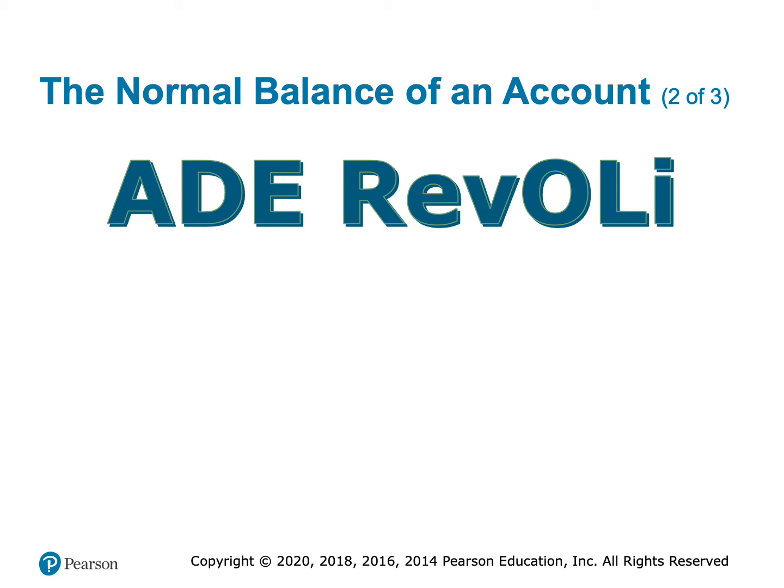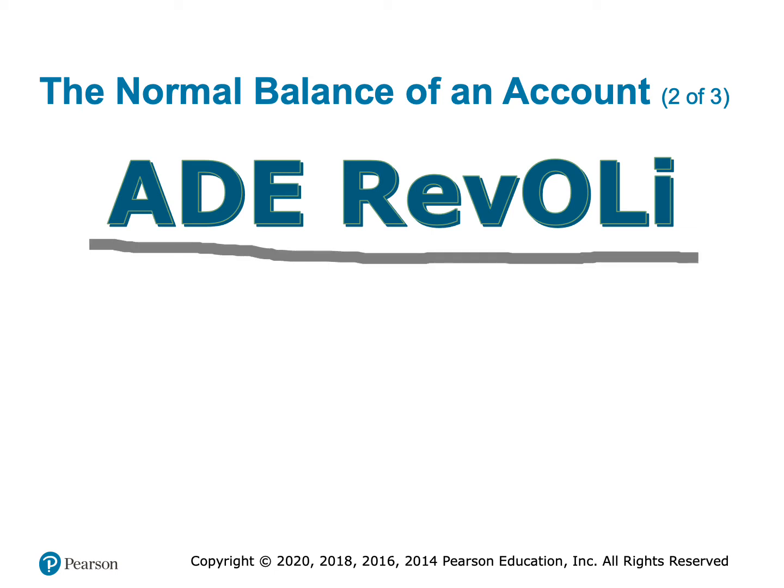Now this is not how you spell aid and it's not how you spell Reveille, but it works for our purposes here. So if we were to think of this as a T account, we could say that assets, dividends and expenses, ADE, have a normal debit balance. They get increased on the debit side and decreased on the credit side.